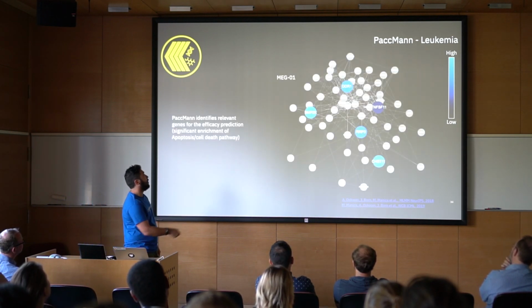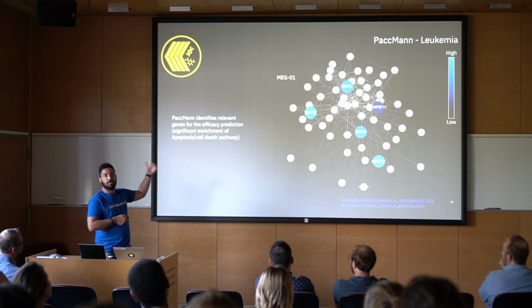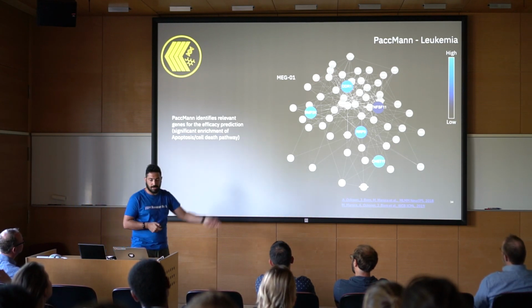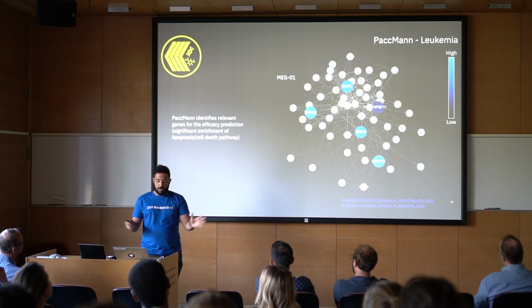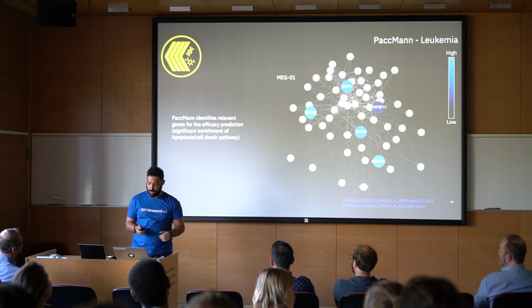And on the gene level, we get relevant genes for the prediction. So this is just a leukemia case where we highlight genes that are related to leukemia. But we can discuss Pacman later during the apero. I want to keep the focus on the reinforcement learning.